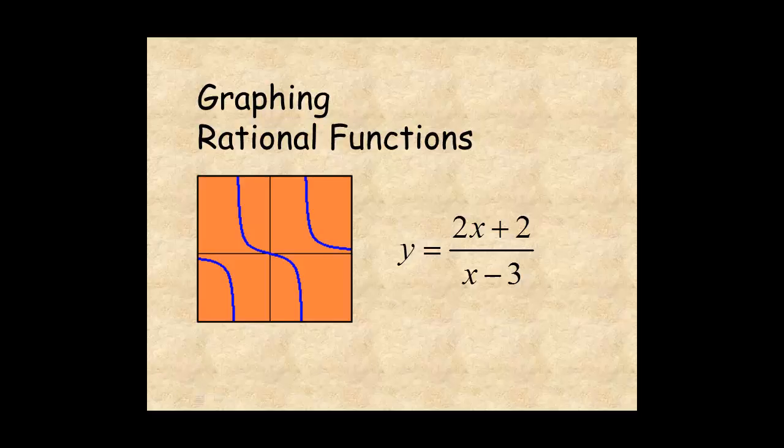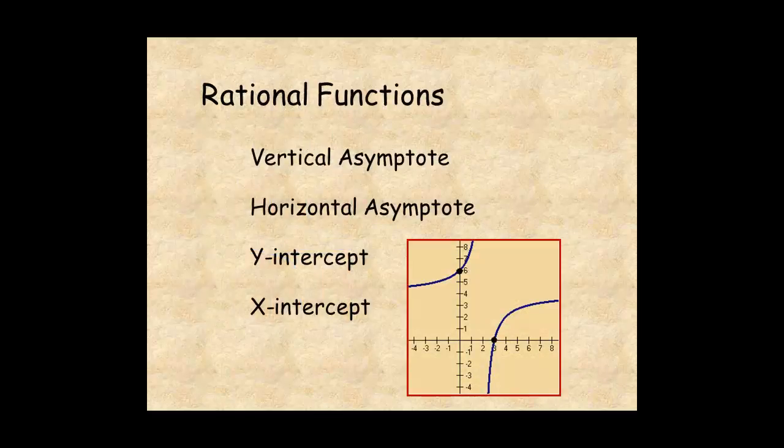This lesson shows how to graph the rational function 2x plus 2 over x minus 3. In previous lessons, you learned about the four important parts of a rational function. The vertical asymptote is a vertical line where the function is not defined. The graph curves up or down as it approaches its VA.